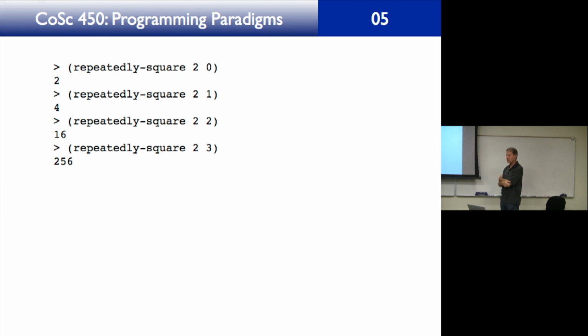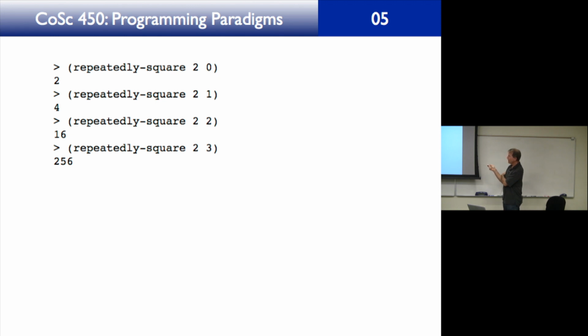To calculate the what? The Fermat numbers, yeah. Okay? So here is, and remember, what we want is to define a function. We're going to redefine repeatedly square. We're going to use a factory to define repeatedly square.